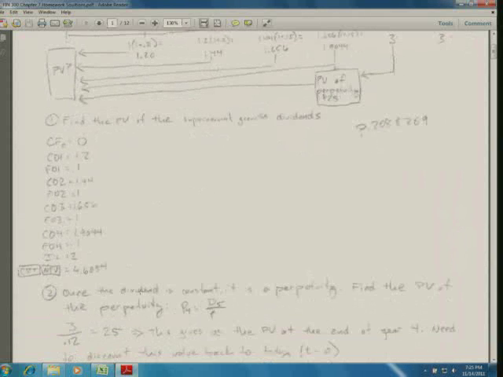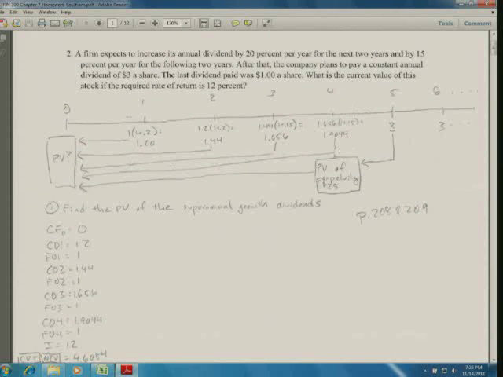Okay. So in step 2, what we're going to find now is, we've already got the present value of these 4 cash flows, now we're going to find the present value of the perpetuity. Starting in year 5, the dividend goes to $3, and we're just going to receive $3 per year forever.